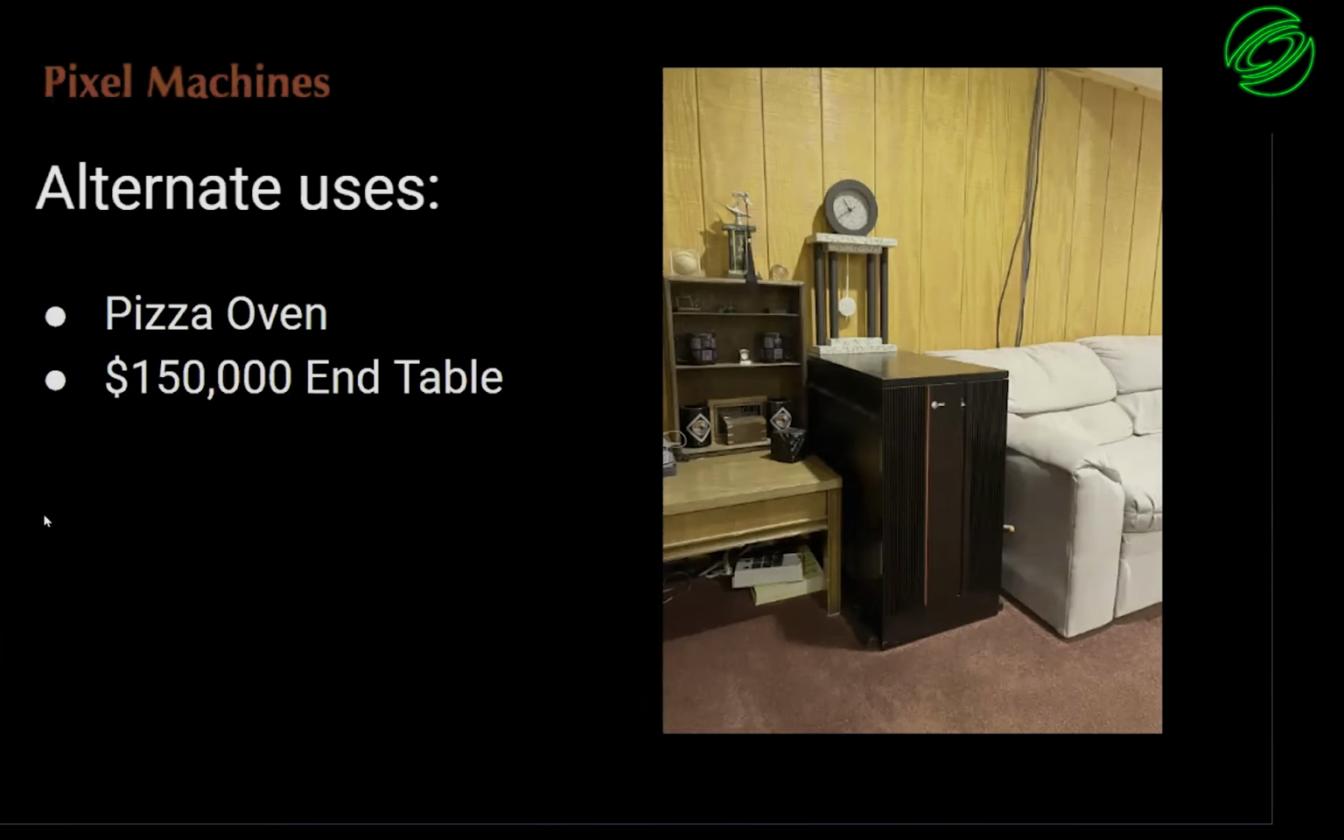I did have to take all the boards out of it because with all the boards in there, it definitely weighs, I think, over 220 pounds. So I took out the boards, took out the power supply, and I just use it as an empty shell. And that's the Pixel Machine. If I remember right, I think it came with a BTU rating. It did. It was amazing that we could heat up a room very, very quickly.